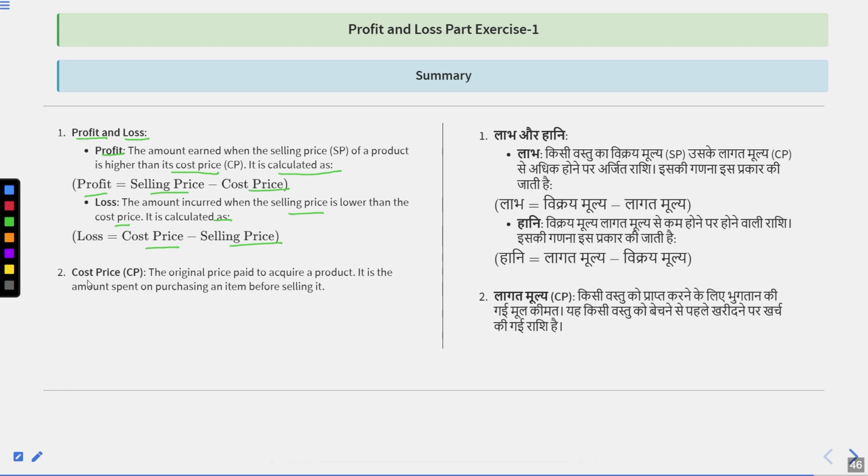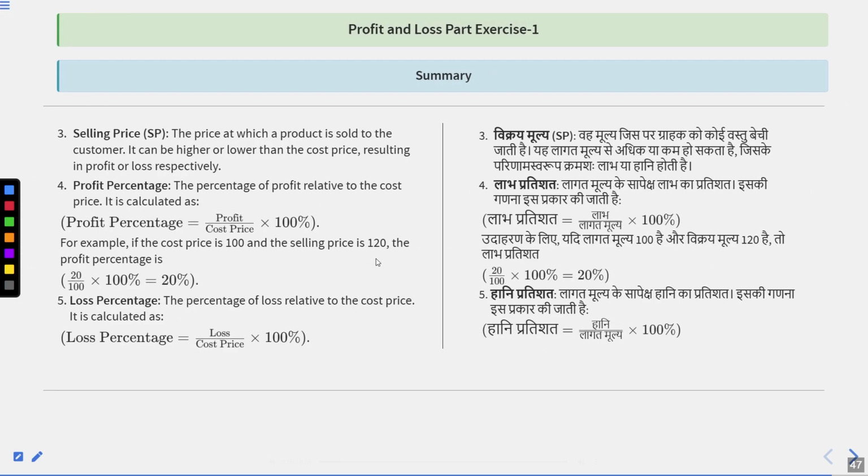Clear? So what is cost price? The original price paid to acquire a product. Clear? It is the amount spent on purchasing an item before selling it. Now what is selling price? The price at which a product is sold to the customer. It can be higher or lower than the cost price, resulting in profit or loss respectively.